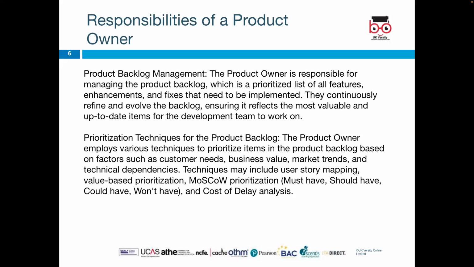And they use techniques such as user story mapping, value-based prioritization, MoSCoW prioritization, which is must have, should have, could have, and won't have. MoSCoW is basically used for projects. So what must the project have? What should it have? What could it have? And what won't it have? You understand? And cost of delay analysis.